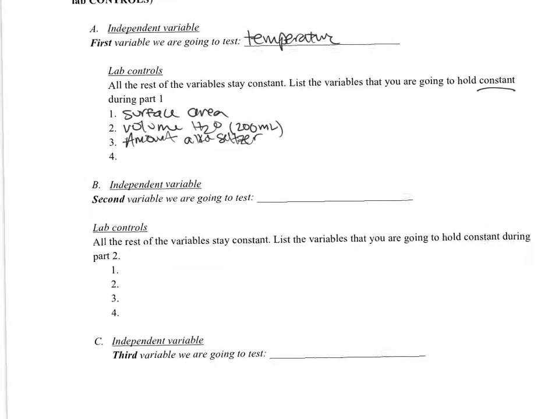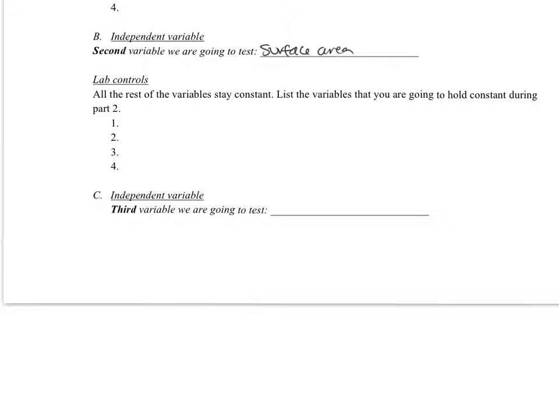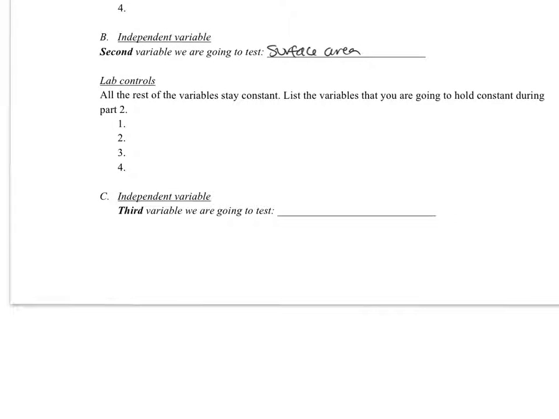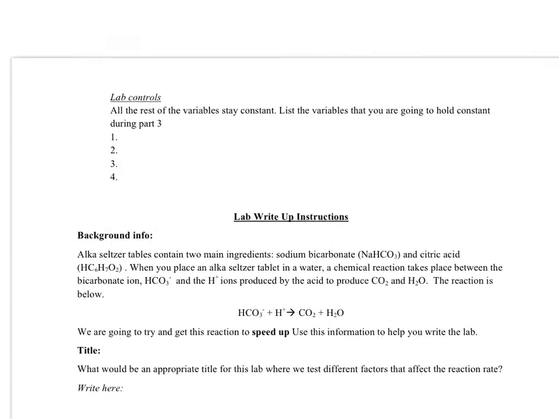So for part B, the second trial, you're going to choose the second independent variable. So for you guys, that might be temperature, it might be surface area, and the third one that you're going to do might be the volume, or the number of particles. Whatever you want to do, it's your decision. You choose that and you fill out the rest of it. Okay, so we're going to go to the next page. On the next page, you also want to add lab controls for the other one.